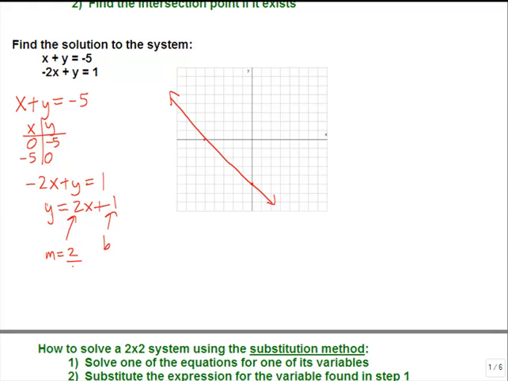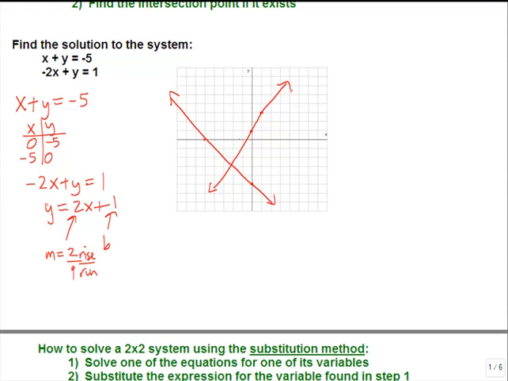I'm going to think of that as 2 over 1, and the 2 is my rise, and the run is my 1. So to graph this, my b is 1. That means your y-intercept, or where the line crosses the y-axis, is at 1. And then from there, I'm going to rise up 2 and over 1. So if I graph these, we're going to get something like this.